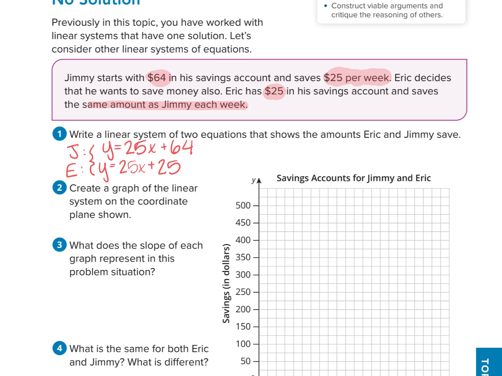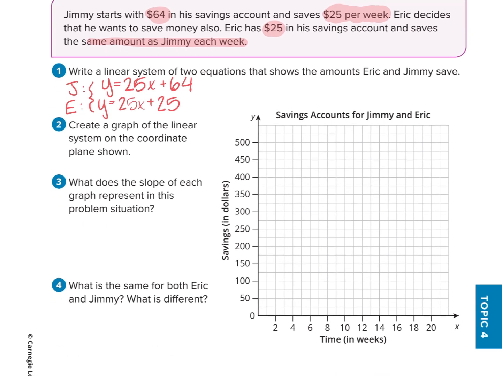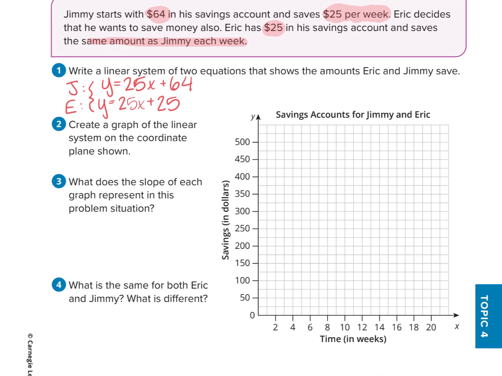All right, go ahead and check your answer. Hopefully you got something similar to me. Of course, if you rearranged the 64 and the plus 25x, it would still do the same thing. Next, create a graph of the linear system on the coordinate plane shown. Same deal, go ahead and graph yours. Pause this video, graph yours, and then check your answer with mine when you're done.